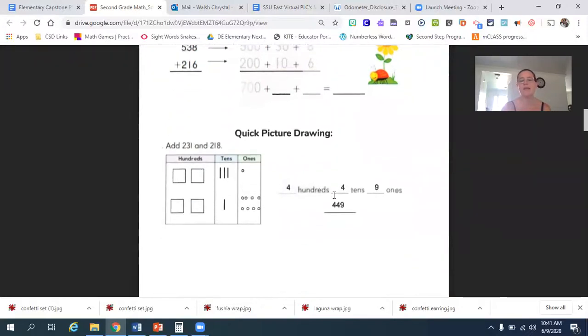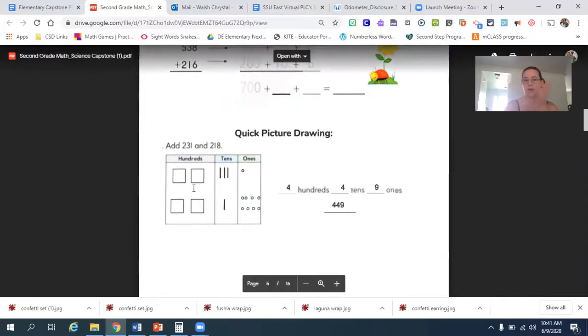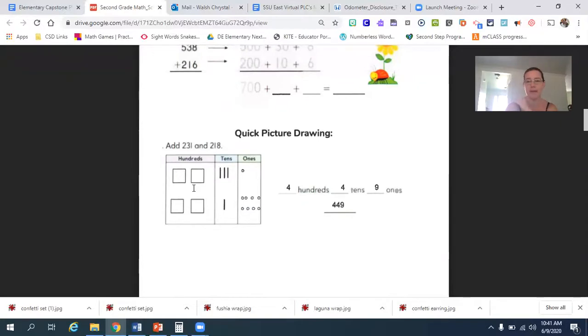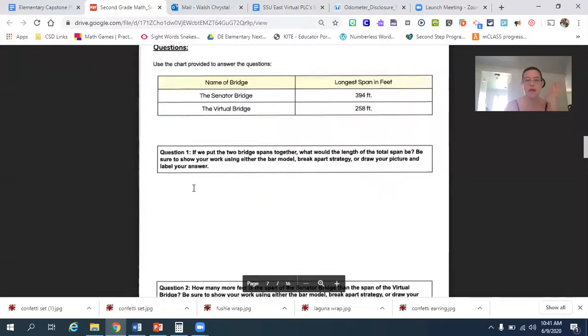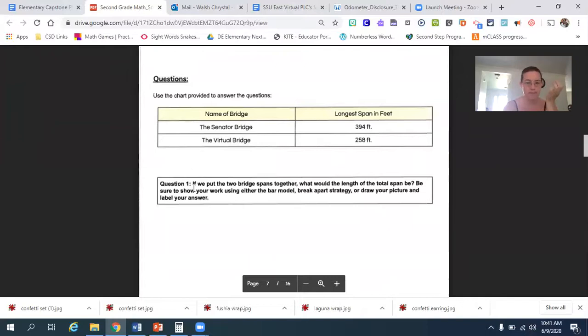Your quick picture, remember that chart that I showed you just a few minutes ago with your ones, your tens, and your hundreds? Here is the number 231 and 218 in your ones, tens and hundreds, broken apart by place value and with a quick picture drawn, okay? Your child should be somewhat familiar with doing it this way and showing a picture of the ones, tens and hundreds. Okay, so let's get to our task 1.